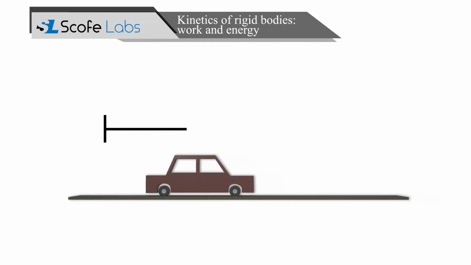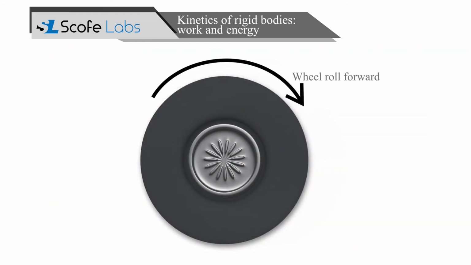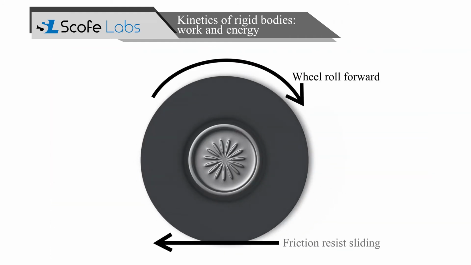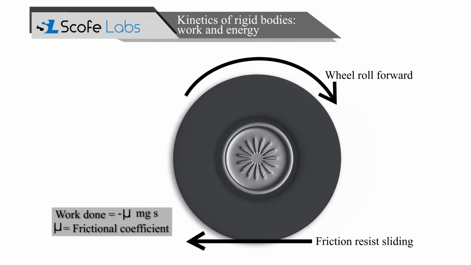Let us assume a vehicle moving on a straight road. Here, the wheel moves in forward direction, and frictional force is acting in the opposite direction to the motion of the vehicle. Therefore, work done is negative.